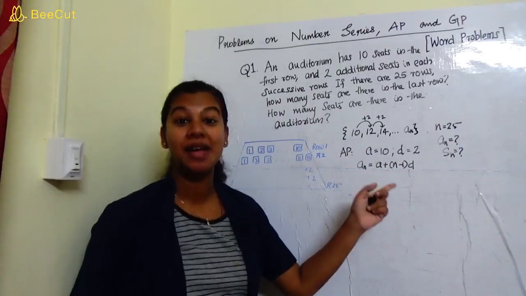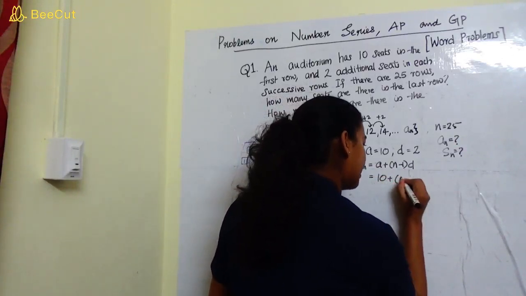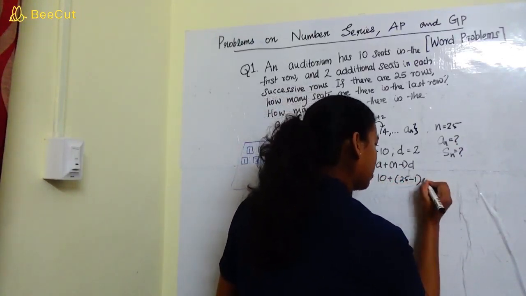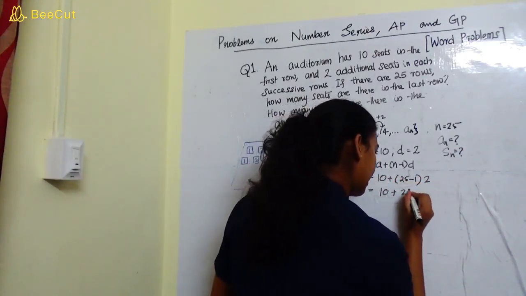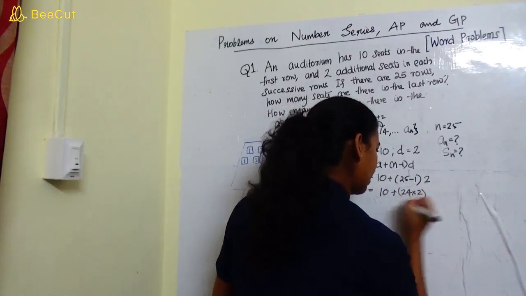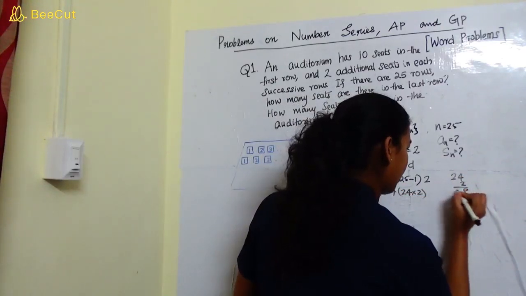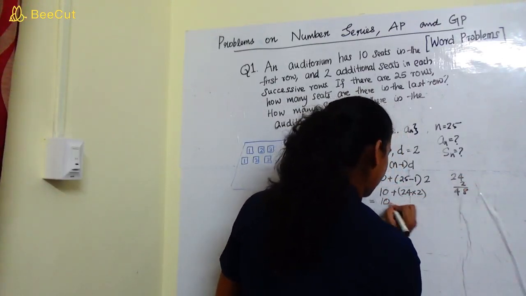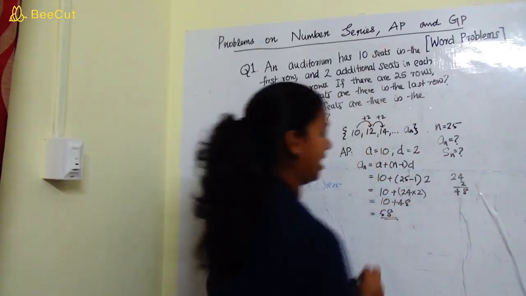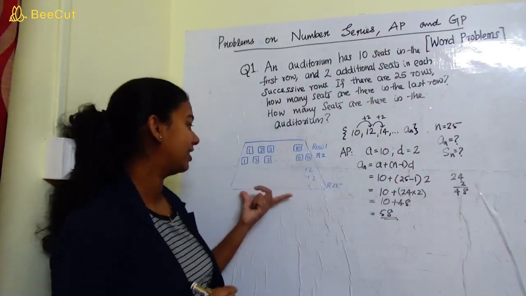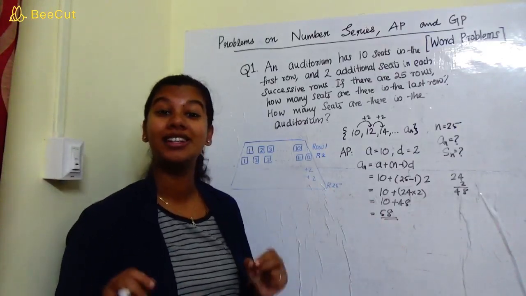An will be equal to A plus n minus 1 into D. So I'll substitute, that is 10 plus 25 minus 1 into 2. That is 10 plus 24 into 2. 24 into 2 is 48. 10 plus 48 is equal to 58. Okay. So we know that in the final row, that is in the 25th row, there are 58 seats.